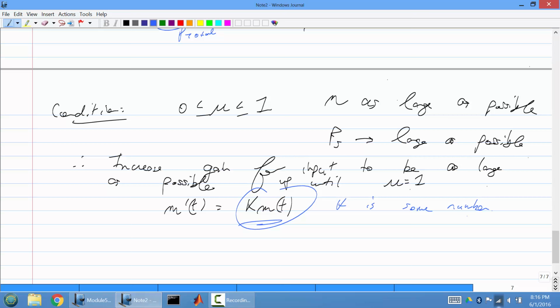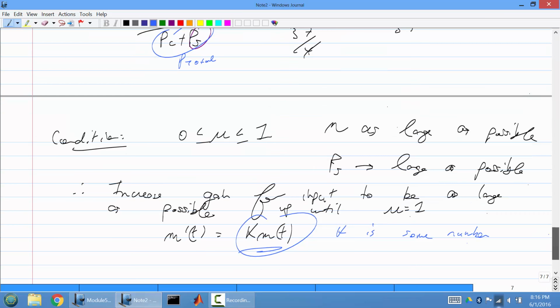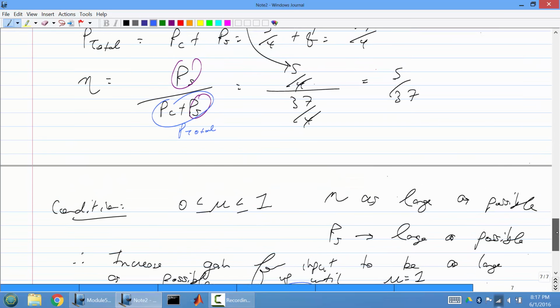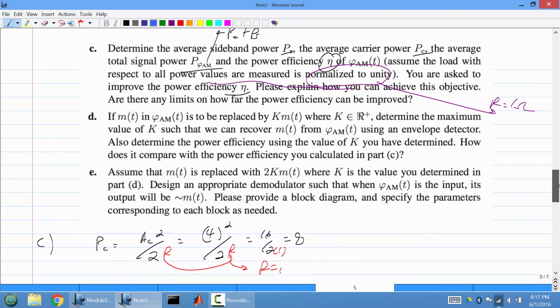So that's what you'd actually do. All right? So the moral of the story is if you want to make the efficiency better, you want to increase the amplitude of your message up to the point where the modulation index is equal to 1, which means that you can use an envelope detector for that particular situation. And then once you pass that point, then you can't do that anymore.